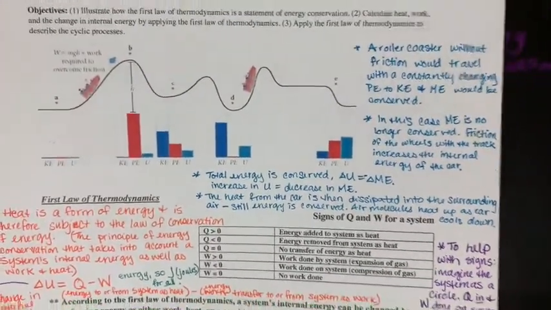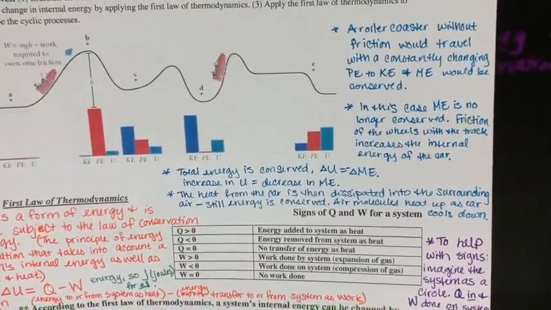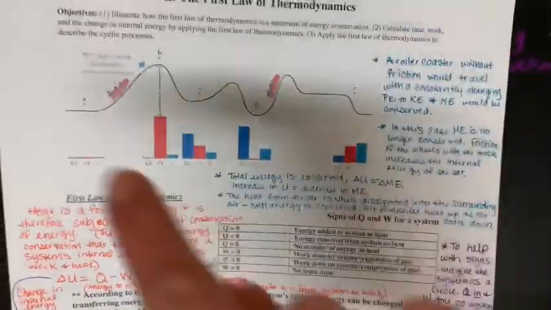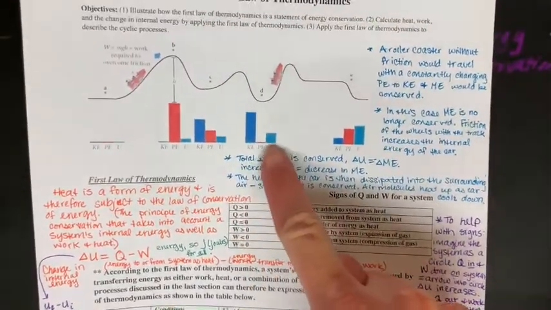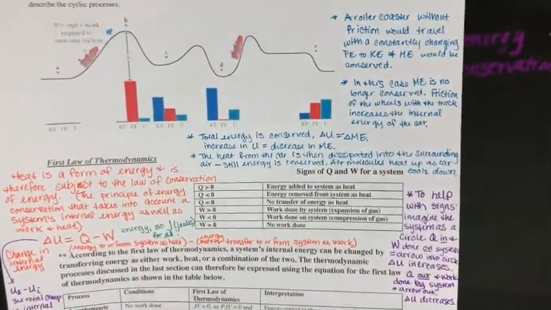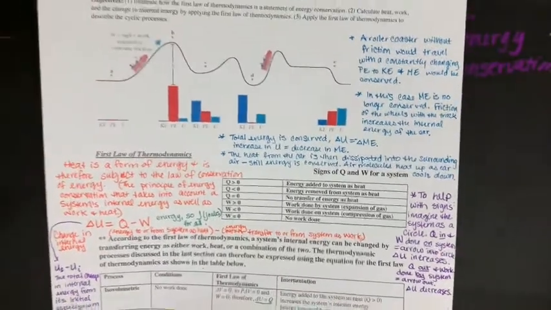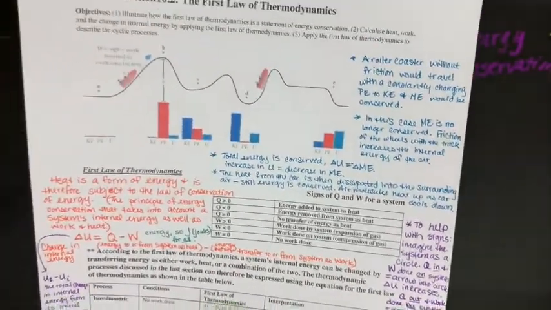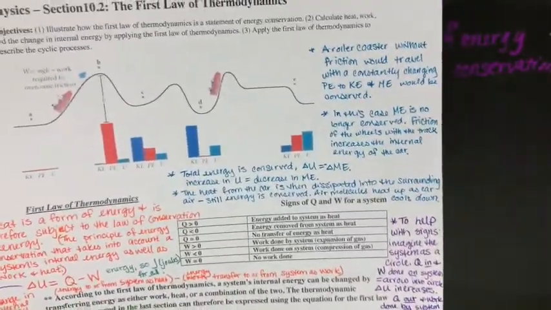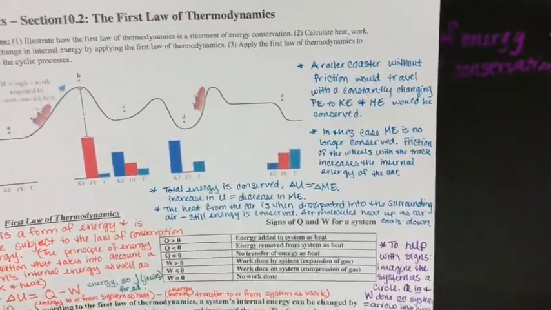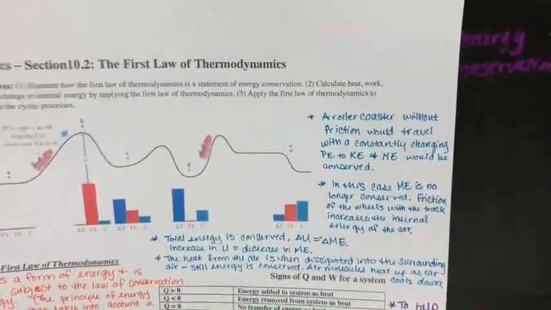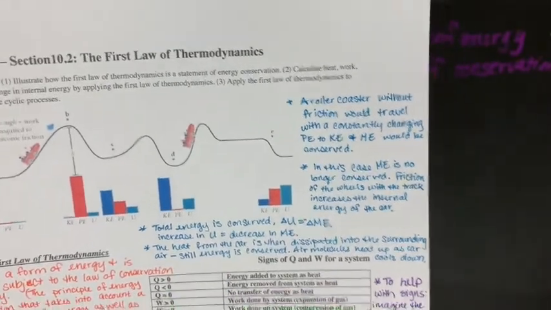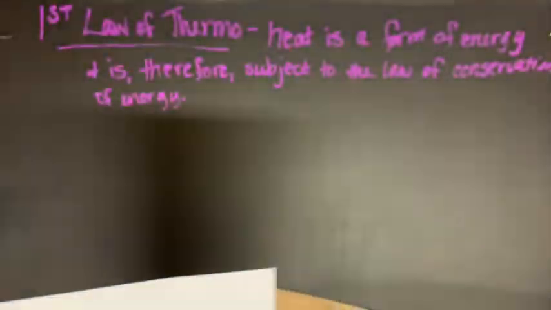You can see friction of the wheels with the track increases the internal energy of the car. So as your car moves along, your internal energy is slowly increasing. Your total energy is conserved because your increase in internal energy is equal to the decrease in mechanical energy. The heat from the car is then dissipated into the surrounding area. Still, energy is conserved. Air molecules heat up as the car cools down.